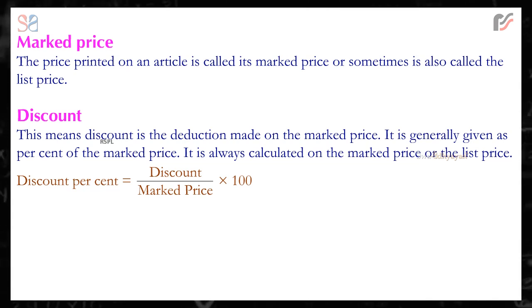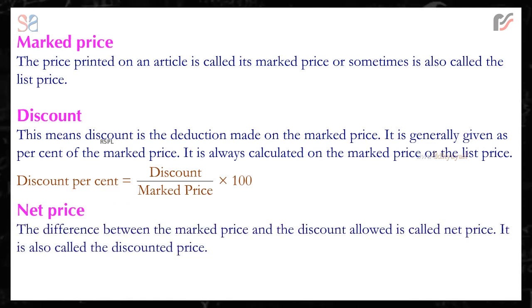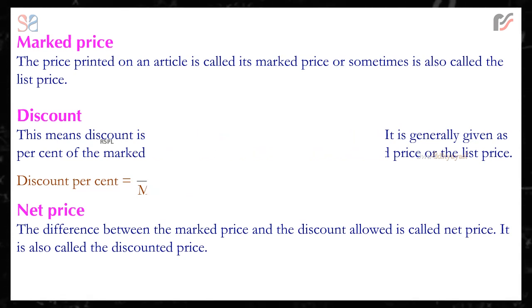Discount % is equal to discount upon marked price into 100. Net price. The difference between the marked price and the discount allowed is called net price. It is also called the discounted price.